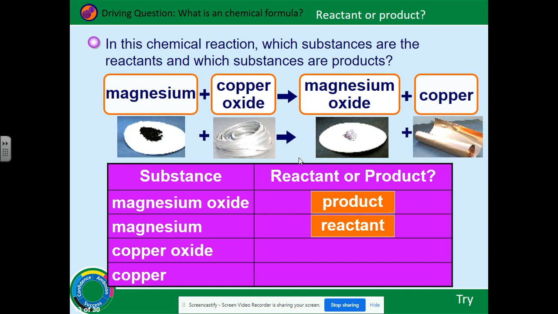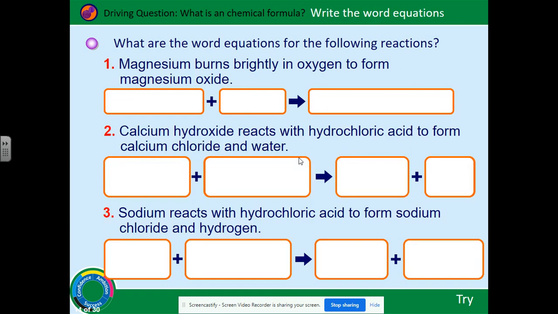Copper oxide, is it a reactant or a product? It is a reactant. And copper, would copper be a product or a reactant? It would be a product. Awesome. I hope you guys got everything correct. If not, please pause the video and make your corrections. Now, these are a few simple examples that I want you to attempt. So pause the video, give yourselves 5 minutes to complete the task.